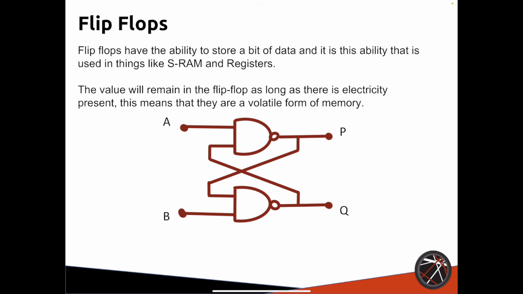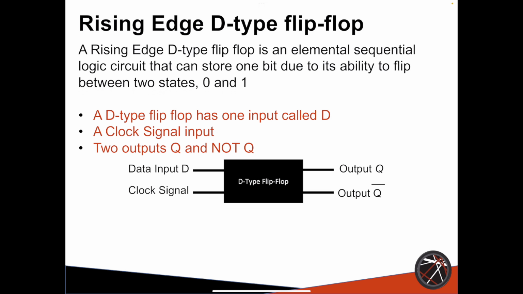Like I said, it's a form of volatile memory due to the requirement of having electricity present, and it's often used in things like static RAM and registers, or certainly different forms of it are. We specifically need to look at the rising edge D-type flip-flop for the OCR A-Level spec.